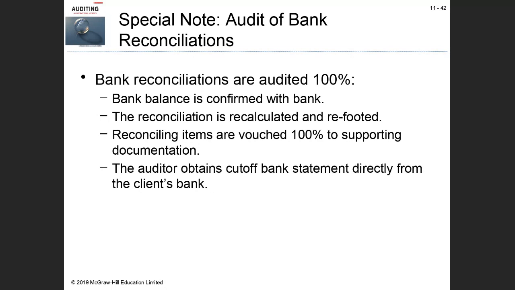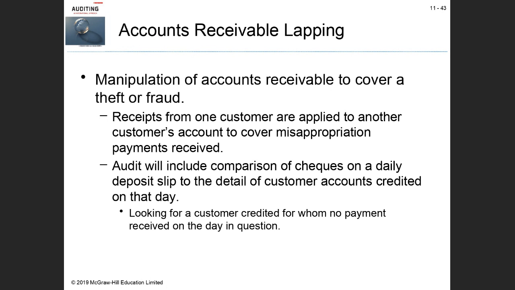The other reason is all of the accounting cycles pass through the bank account, right? Money coming in or money going out. Area of high risk, always audited 100%. Okay? And of course, the bank confirmations themselves are always sent out on every audit.